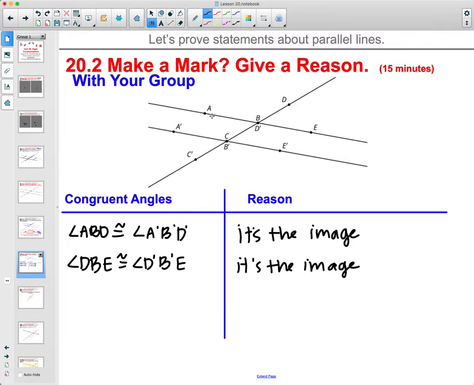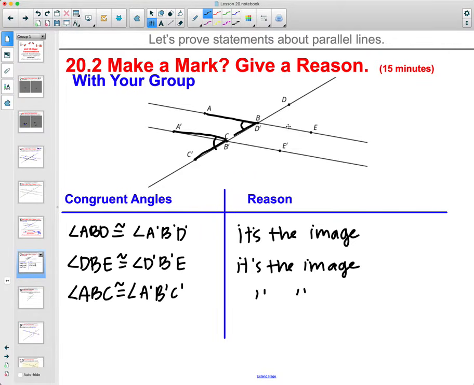If I look at this bottom angle here, that's angle ABC from my original lines given to me. That's going to translate to A prime, B prime, C prime. So A prime, B prime, C prime is the same as that. Again, same justification here.